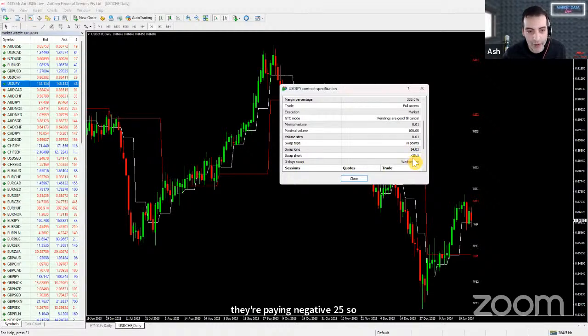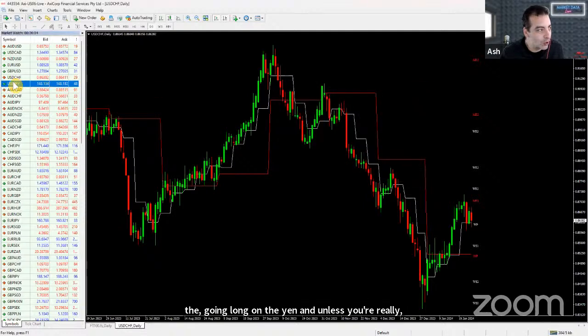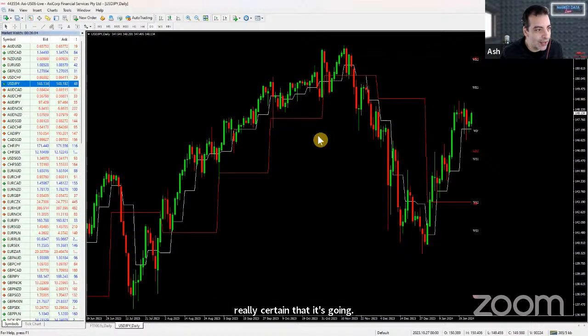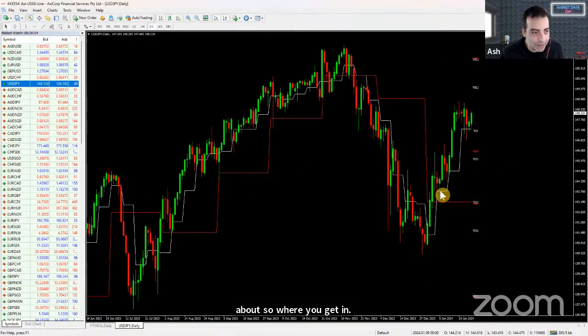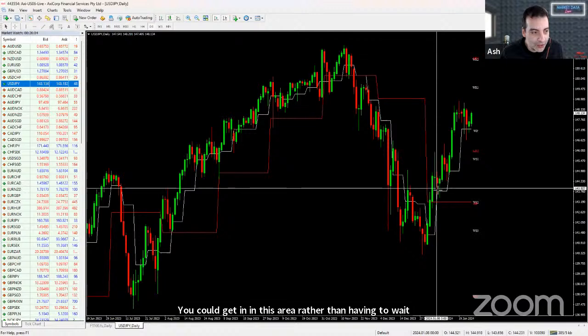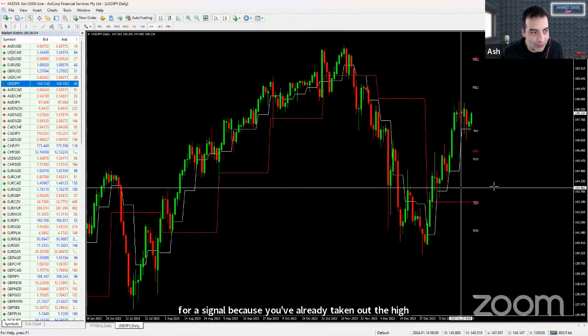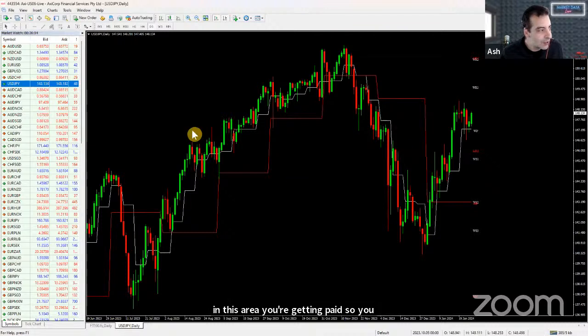But that's why it's not worth shorting or going long on the yen unless you're really, really certain about where it's going. If you look at something like the dollar yen, you can be a lot looser about where you get in. You could get in this area rather than needing to wait for a signal, because you've already taken out the high. In this area, you're getting paid. So get in and hold on.